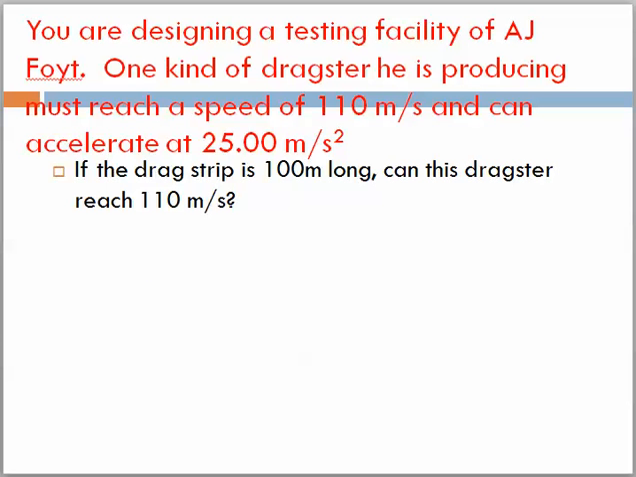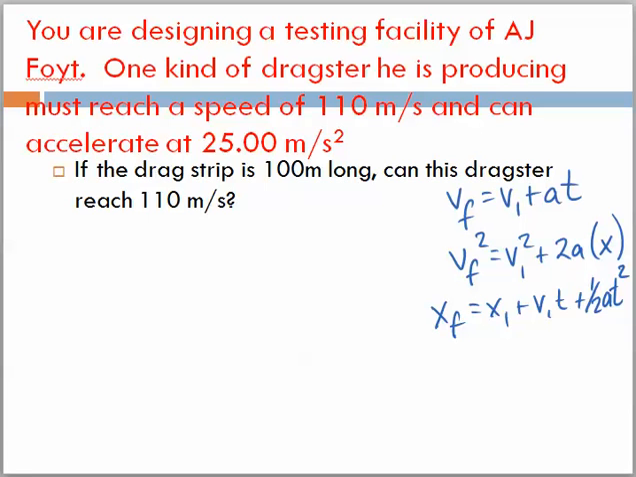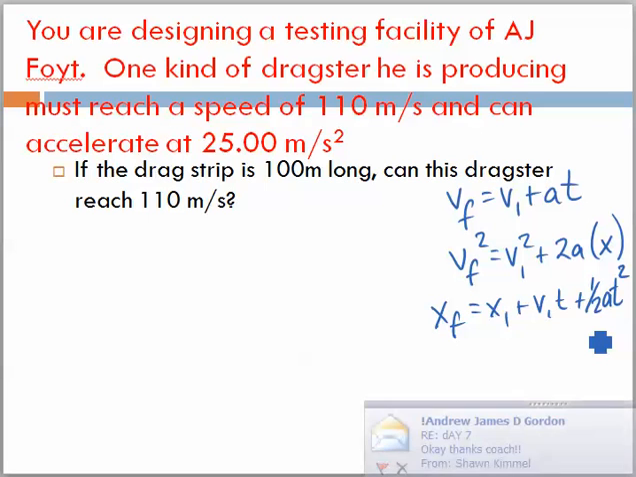All right, you're designing a testing facility for A.J. Foyt. One kind of dragster he is producing must reach a speed of 110 meters per second and can accelerate at 25 meters per second squared. If the drag strip is 100 meters long, can this dragster reach 110 meters per second? Now what I've done here is I've written in 3 of our 4 kinematic equations. I'm not going to include the 4th one because, like I said, you'll seldom ever use it, so we won't talk much about it.